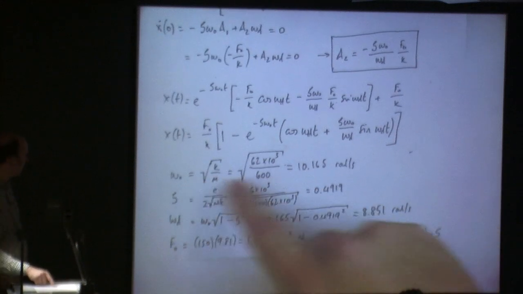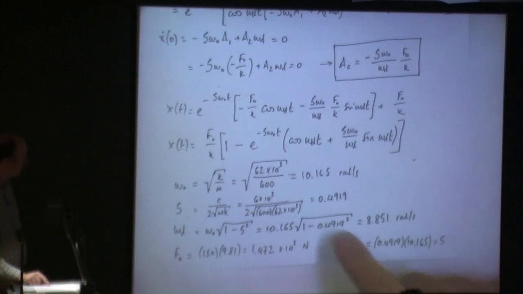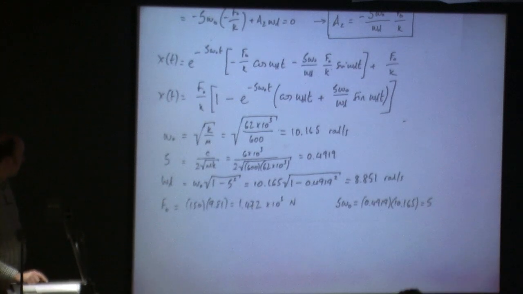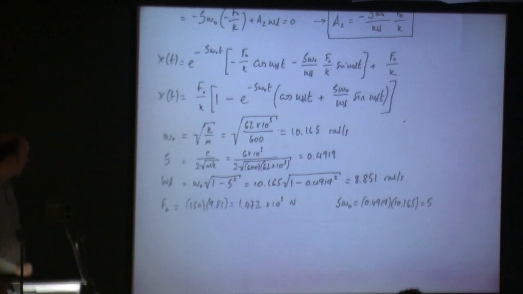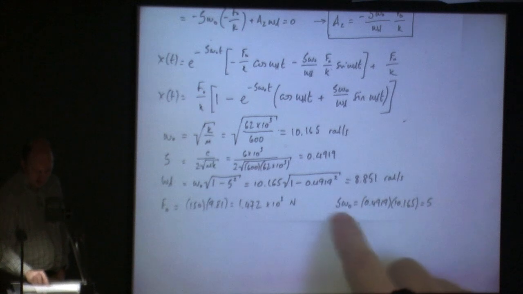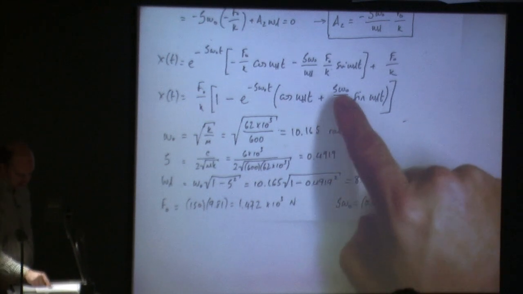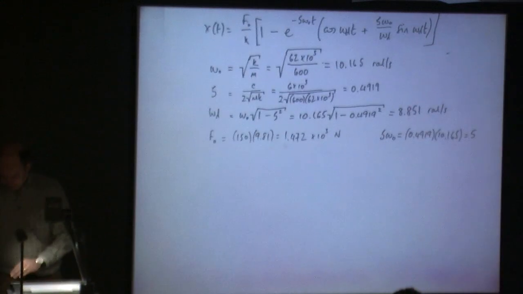There's my natural frequency, 10.165. There's my damping ratio, 0.49. That's quite high damping. And there's my damped natural frequency, 8.851. F naught is 150 times 9.81, so 1.472 times 10 to the 3. And just to ease the calculations, I've worked out what zeta omega naught is because that features here and here. I just thought I'd do that while I'm at it.